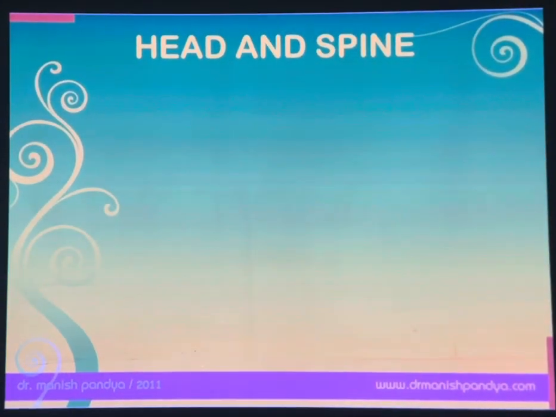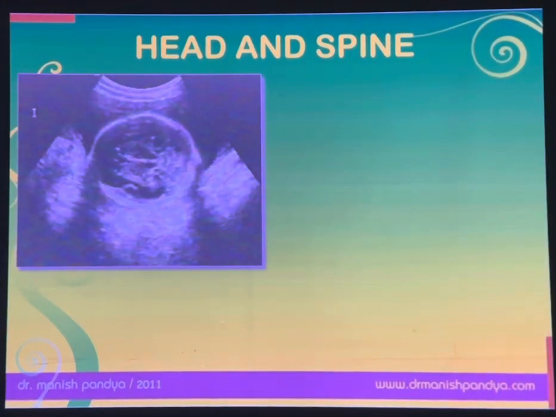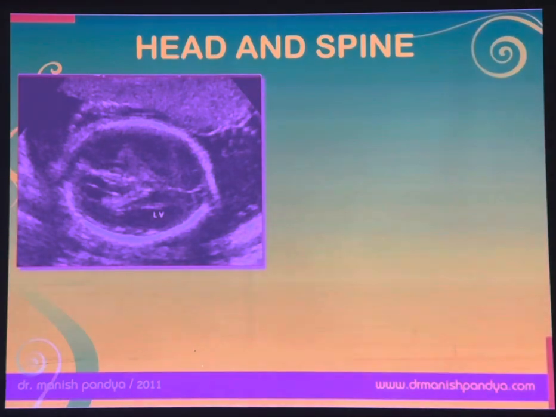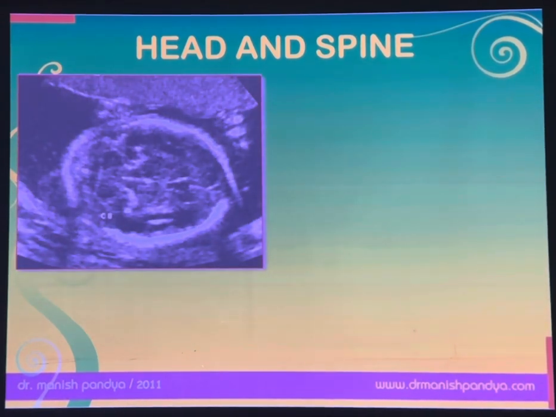In head and spine, first you have to see the head in three different planes. The first plane is the thalamic plane, in which you are watching the arrow. In this, there is the midline falx and there is the cavum septum pellucidum. In the same patient, you have to look for the lateral ventricle, so it is known as the ventricular plane. So the first plane is ventricular, the second is thalamic, and third you can see the cerebellum.